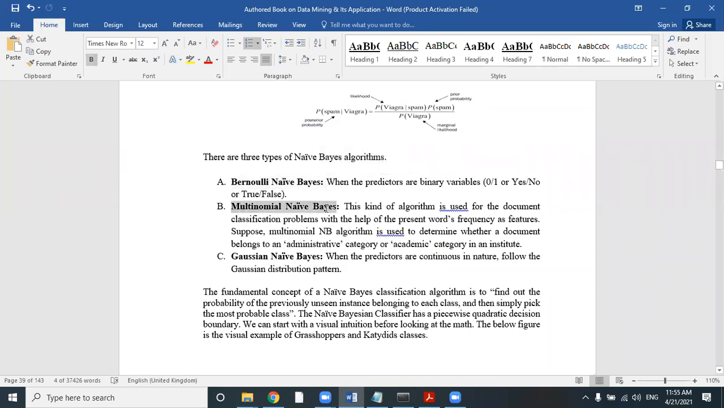And multinomial naive Bayes is used for document classification with the help of word frequency. For text classification, text mining, these terms are very interesting. In natural language processing, we often use the concept of text mining or document classification. To do document classification with naive Bayes, you will have to use multinomial naive Bayes, for text classification or document classification in text mining.